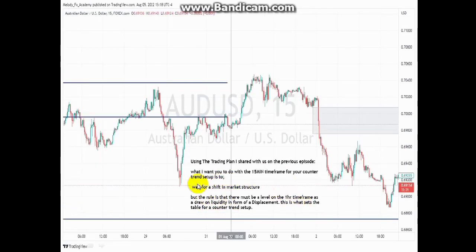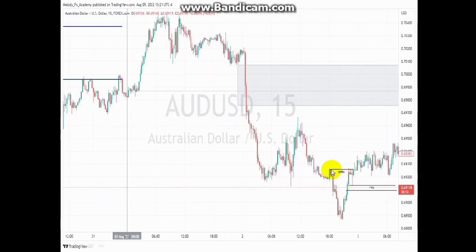So now we wait for a shift in market structure. Let's see if we have a shift in market structure that will indicate to us that price is going into a retracement phase. Okay, so let's take a look at that from the 15-minute chart. Okay, so we had this. So this is our shift in market structure right here.